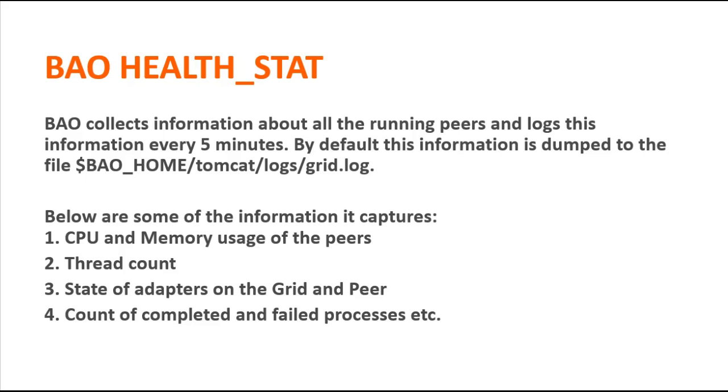Some of the information it captures are the CPU and memory usage of each individual BAO peer, the number of active threads in the system, and the state of adapters on the grid, where it shows which adapters are running and which are in fault state. It also captures the count of processes successfully completed by the grid and how many of them failed. Again, these are just some of the vast amount of information BAO collects from its peers. Now let's see why we need a separate health.log file.